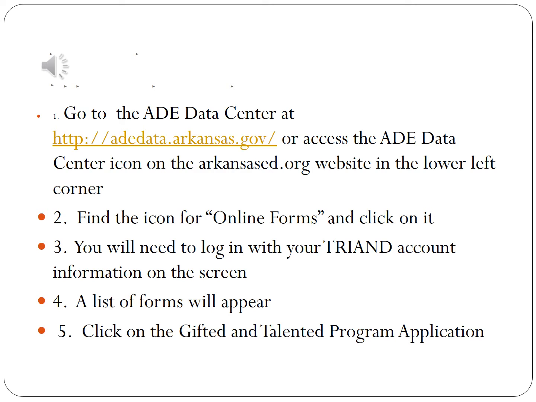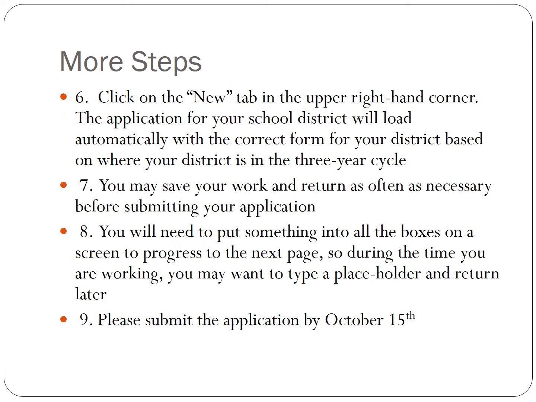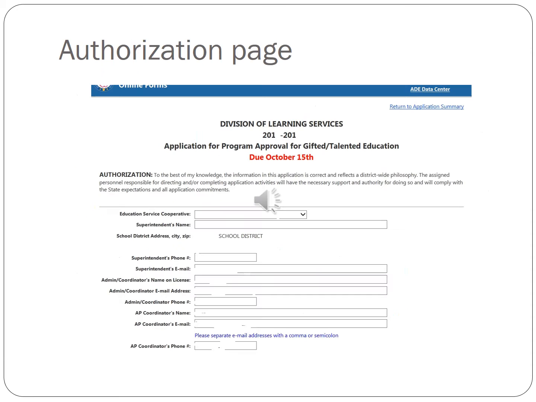You will need to log in with your Triand account information on the screen. A list of forms will appear. Click on the Gifted and Talented Program application. The first screen you find is the authorization page. Please review any information that may have already populated the form and make changes as necessary.